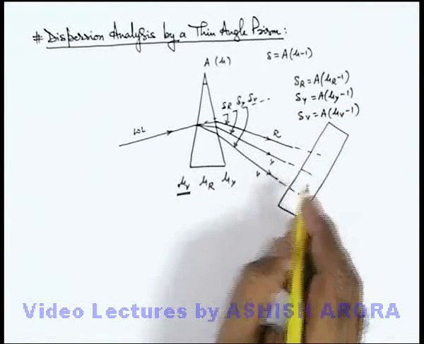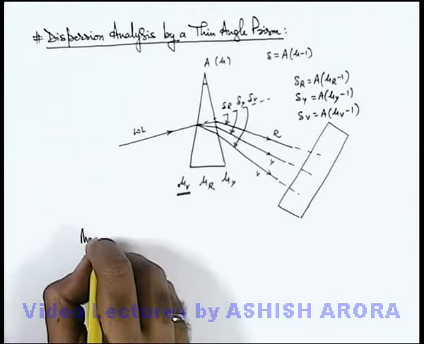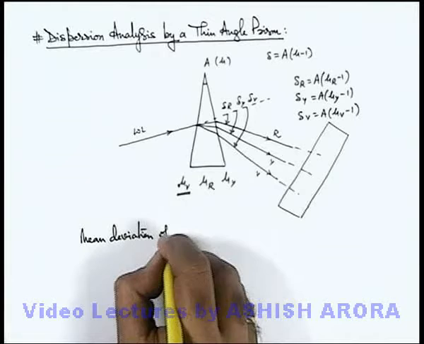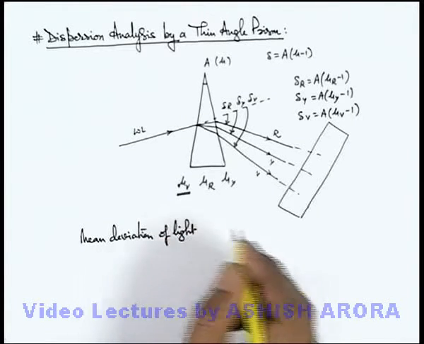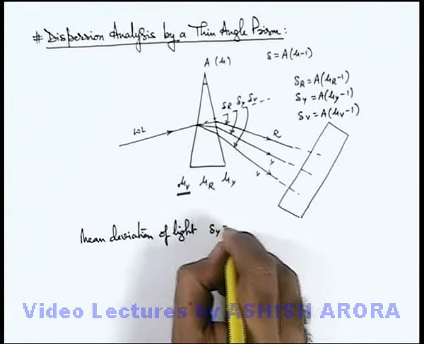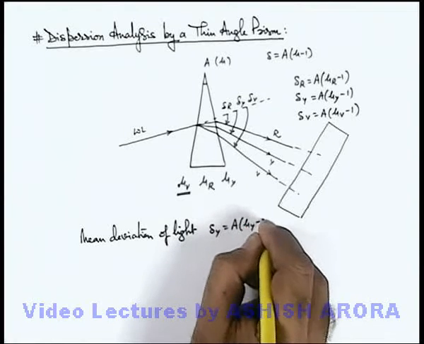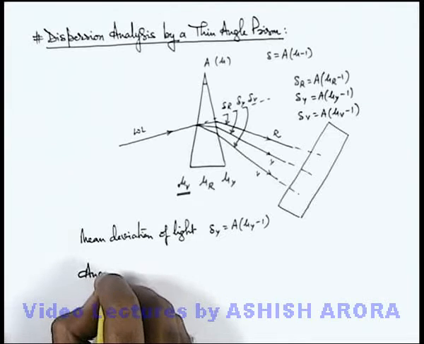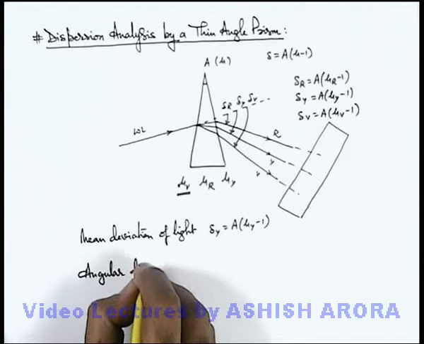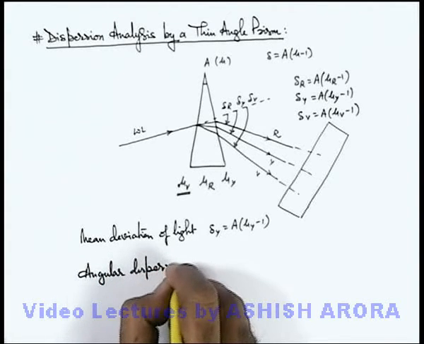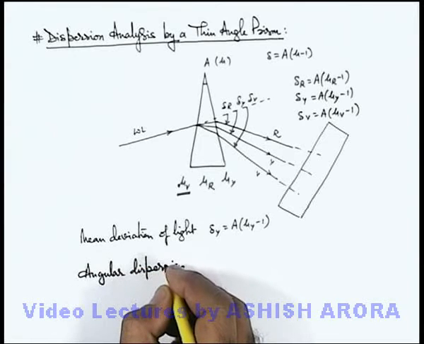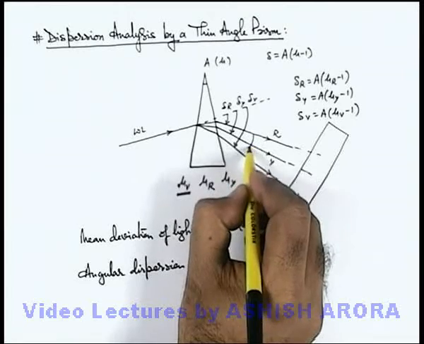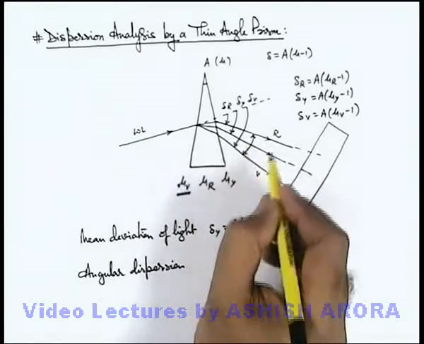Now if we talk about the mean deviation of light, it is considered as the deviation of yellow light, which is written as delta y, that is A multiplied by mu y minus 1. And if we talk about another important term which we call angular dispersion, angular dispersion is the angle in which the light ray is finally diverging, or it is the angle between the red light and violet light in the emergent beam.